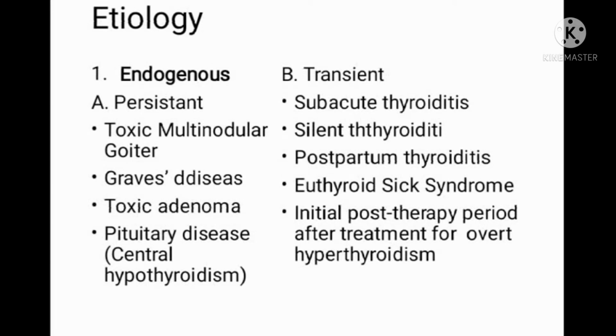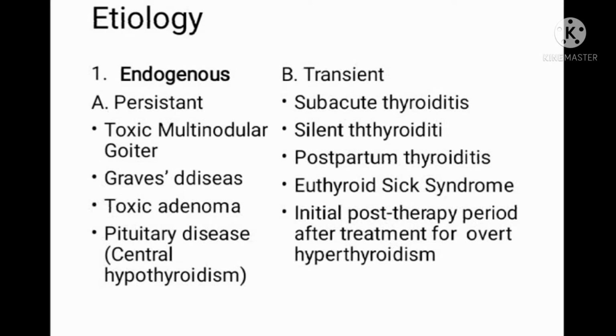When you see the etiology, subclinical hyperthyroidism can be classified into two: endogenous cause and exogenous cause. The endogenous cause can be persistent or transient. The persistent causes are toxic multinodular goiter, Graves' disease, toxic adenoma, and sometimes central hypothyroidism could be the possible cause. In clinical practice and in old age, toxic multinodular goiter is the most common cause, followed by Graves' disease and toxic adenoma. When you see the transient causes, subacute thyroiditis, silent thyroiditis, postpartum thyroiditis, and euthyroid syndrome can be the possible causes.